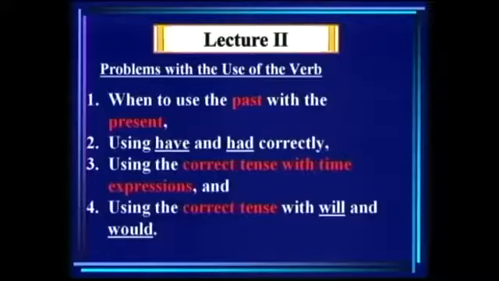Alright. طيب تعالوا بقى دلوقتي we are going to talk today about tenses. Let us look at lecture 2, the first part of lecture 2. Problems with the use of the verb. هنبتدي نتكلم النهارده بقى على tenses. Now, number 1, when to use the past with the present. دي نقطة، دي النقط اللي هنتكلم عنها. يعني these are the problems with the use of the verb that we're going to talk about. Number 1. All right, let's look at the first problem now.